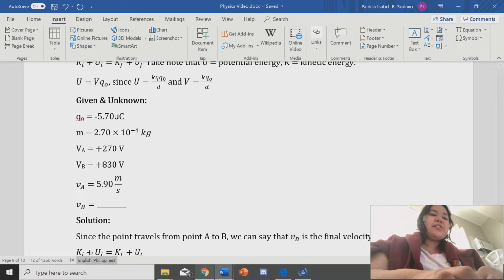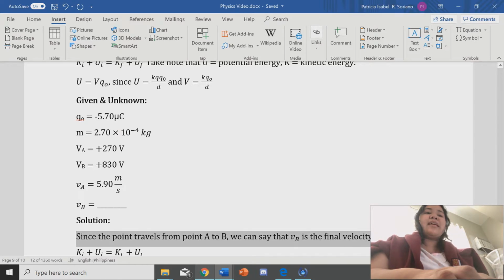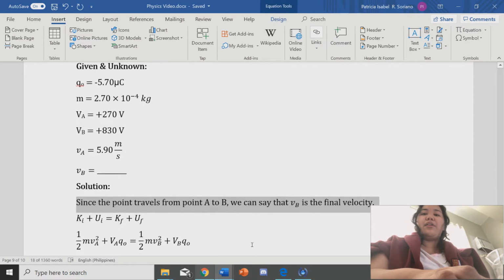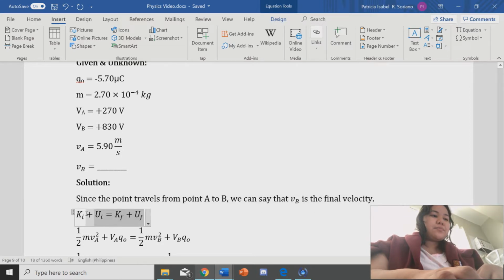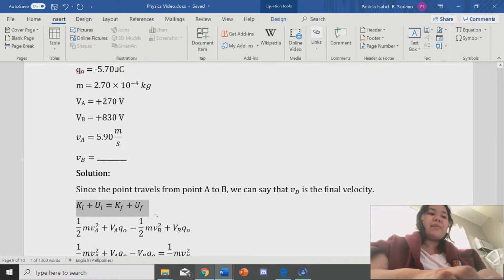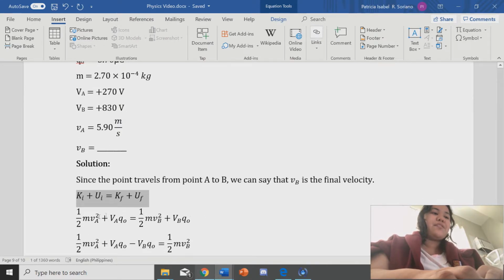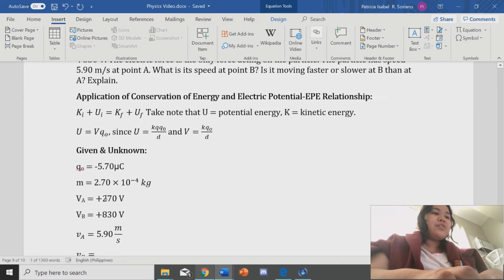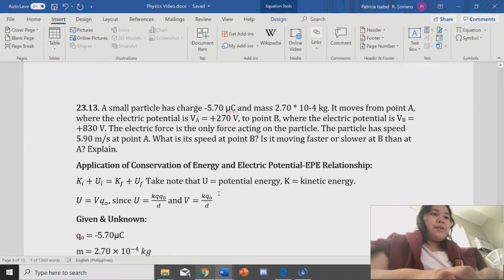Again, here's our explanation for VB being the final velocity. Since the particle travels from point A to point B, we can say that VB is actually the final velocity. So here we can start with our conservation of energy formula, Ki plus Ui is equal to Kf plus Uf. Then over here, we substitute for all of the U our electric potential and EPE relationship, which is this one over here.